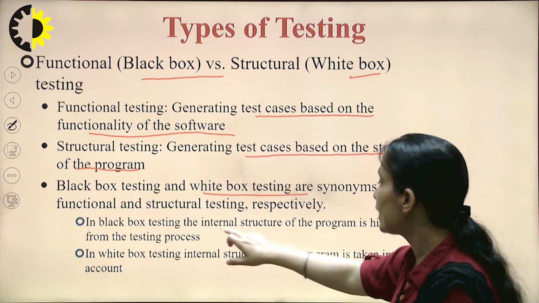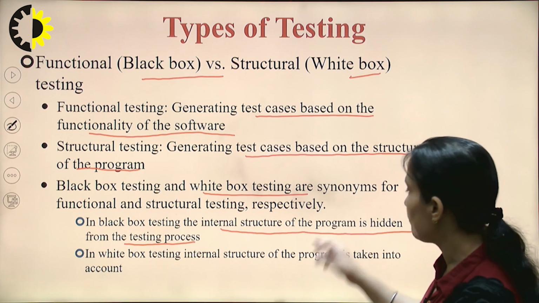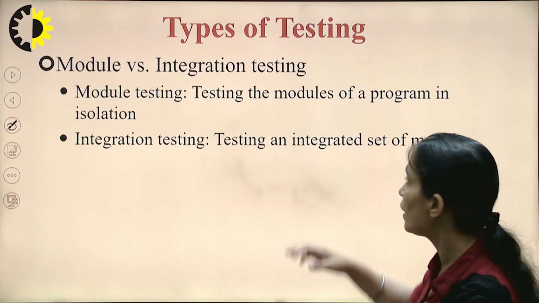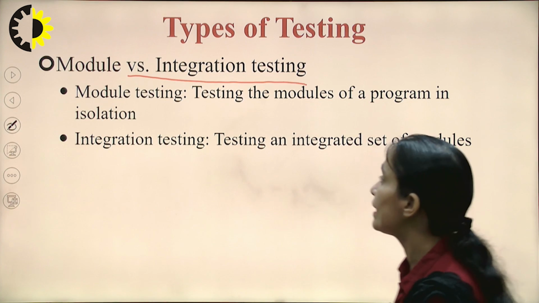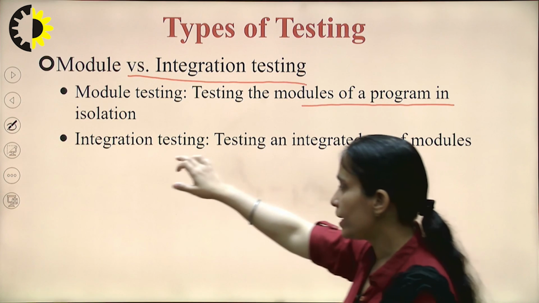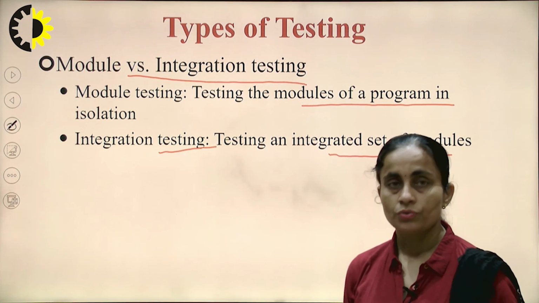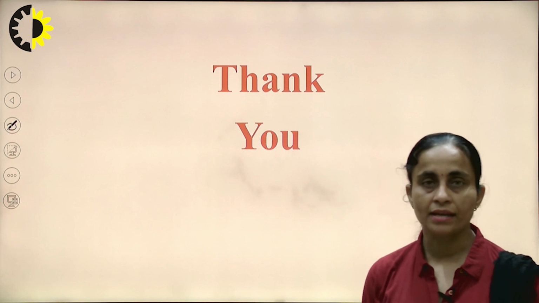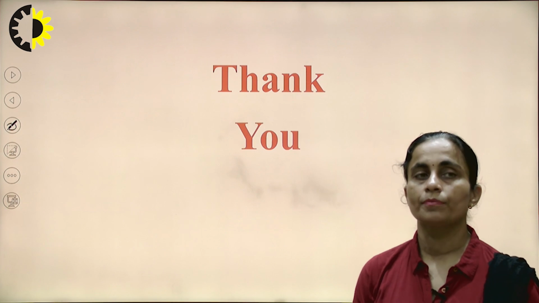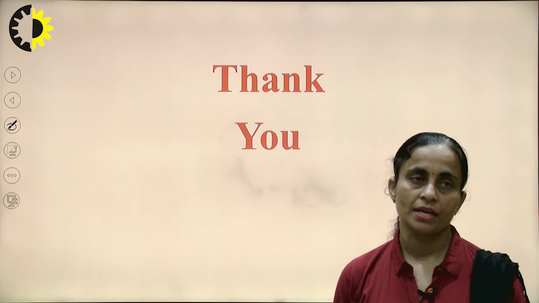In black box testing the internal structure of the program is hidden from the testing team. And in white box testing, everything is taken into consideration. Then I can say module versus integration testing. Module testing means testing the modules of the program in isolation, and integration testing means testing as an integrated set of modules. So this was all about testing. At the start of testing, I covered testing strategies, what the objectives of testing should be, how it should be performed, and the different types of testing that we have discussed.